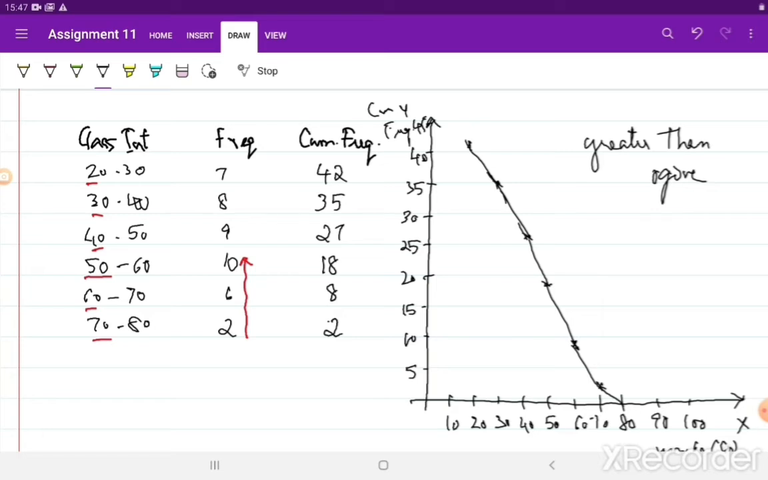And to find the number of students who passed, we need to find out how many students got marks more than 50. So greater than 50 is 18. This is also evident from the cumulative frequency table that the number of students who got greater than 50 is 18. So 18 students.